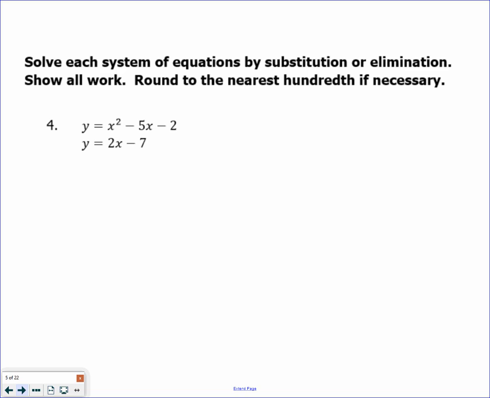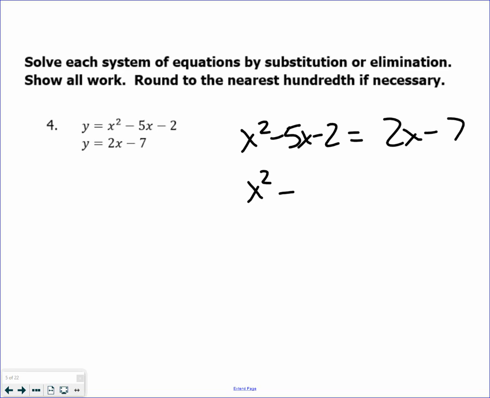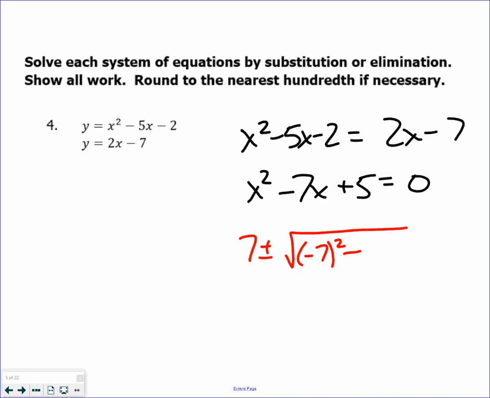Now we have our last one. x squared minus 5x minus 2 is equal to 2x minus 7. Subtract 2x, add 7. Now, this one's not factorable again. So again, if something is not factorable, I need to resort back to the quadratic formula probably in order to solve. So negative b plus and minus the square root of b squared minus 4ac.